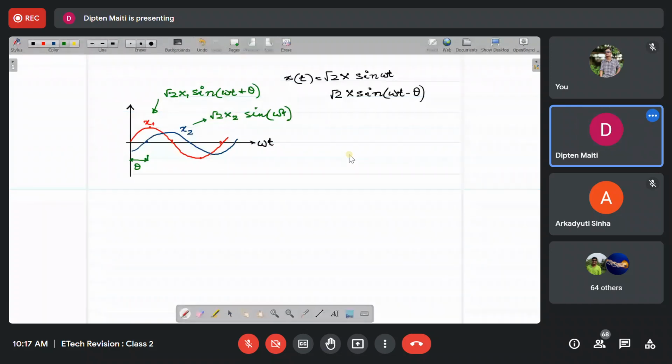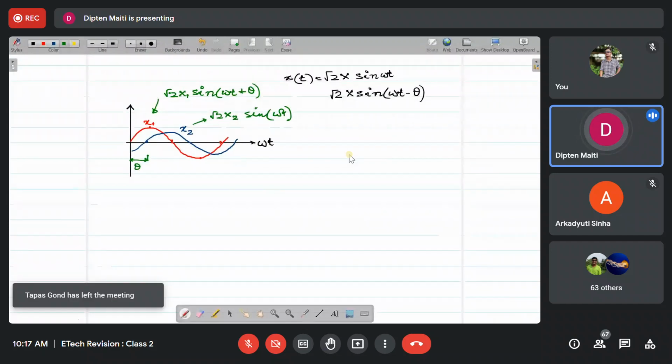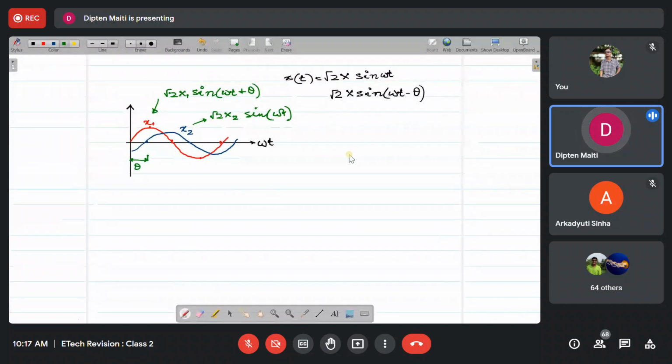Now, why do we consider this particular case? If the frequencies are not the same, you can easily find that at any instant of time, or even from one cycle to another cycle, the phase angle difference would not remain the same. The phase angle difference at any instant of time is always changing.